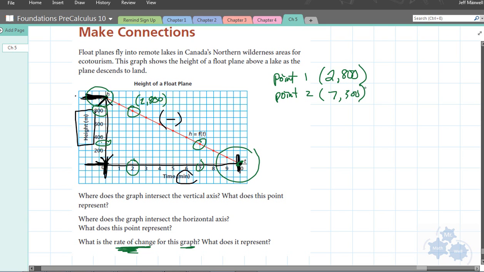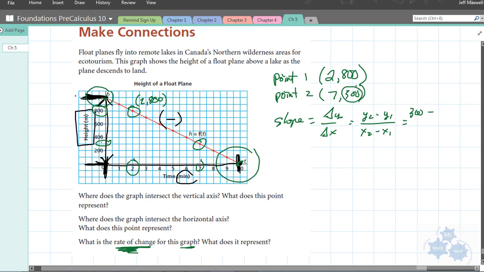7 and 300. Okay? So again, you can pick any 2 points on the line and calculate the rate of change. So again here, the slope is change in y over change in x, which is y2 minus y1 divided by x2 minus x1, which is, what's y2?